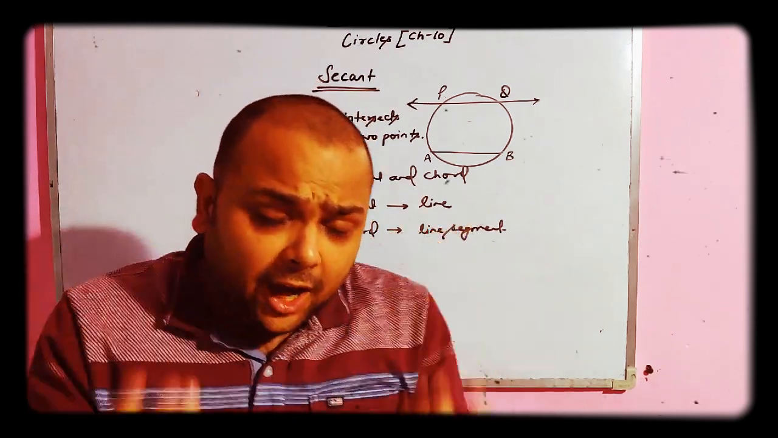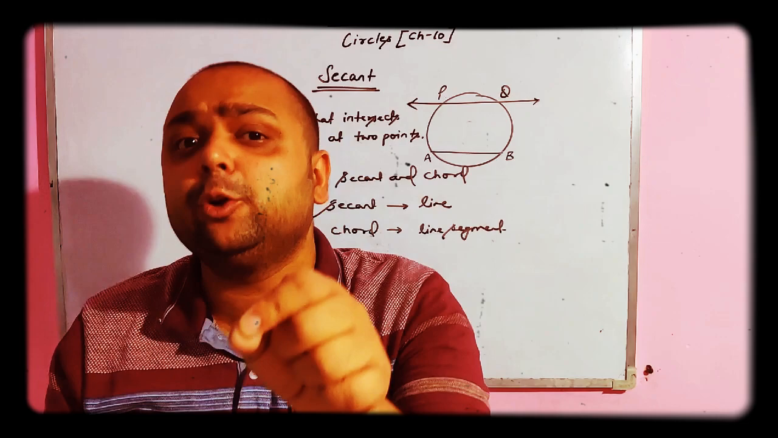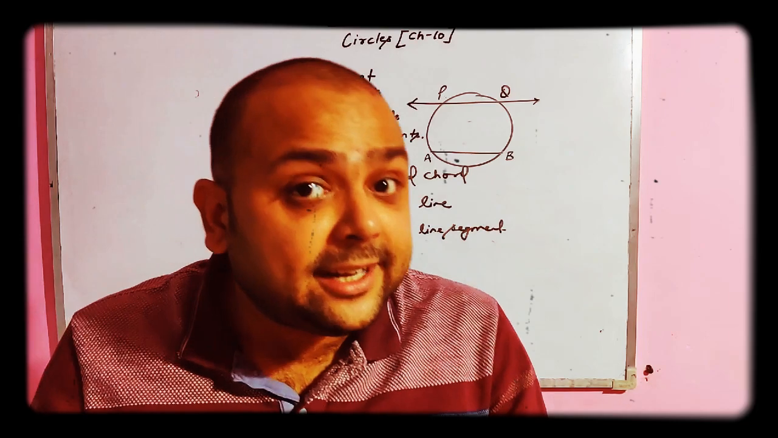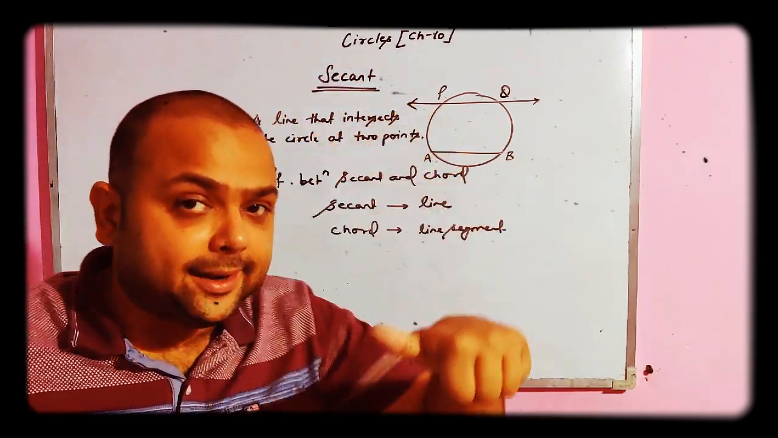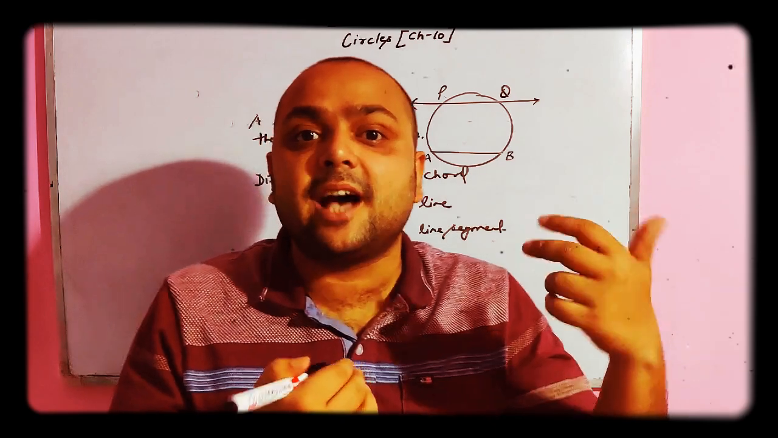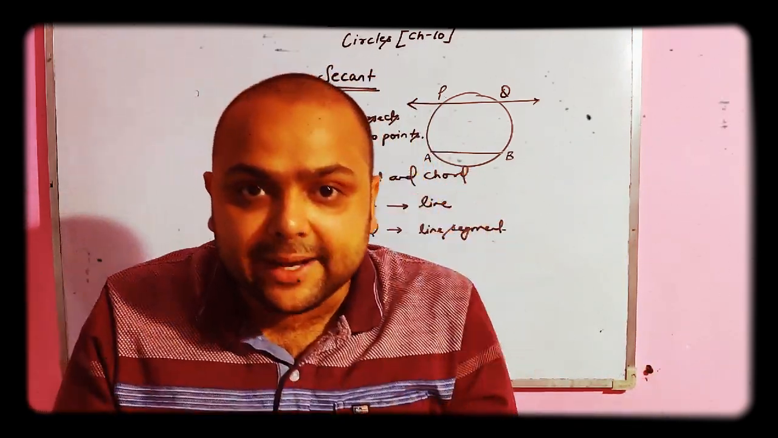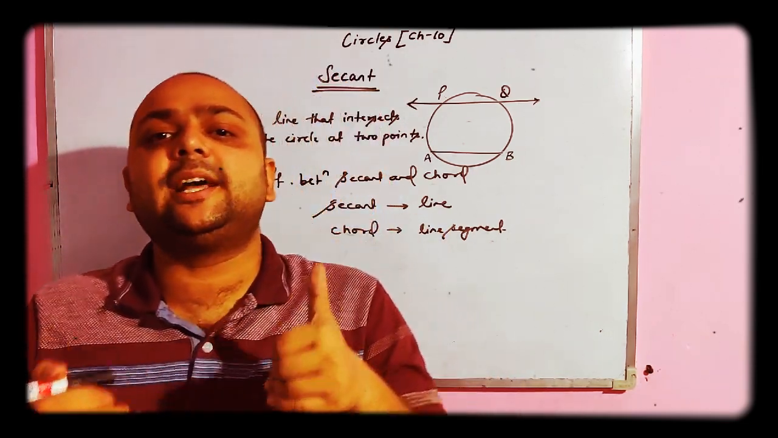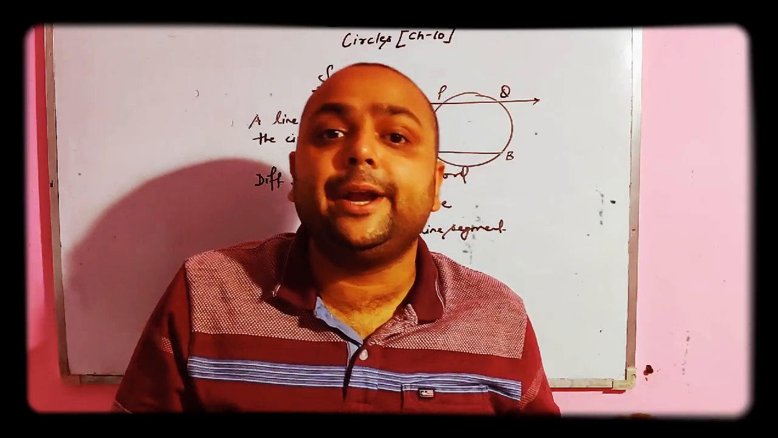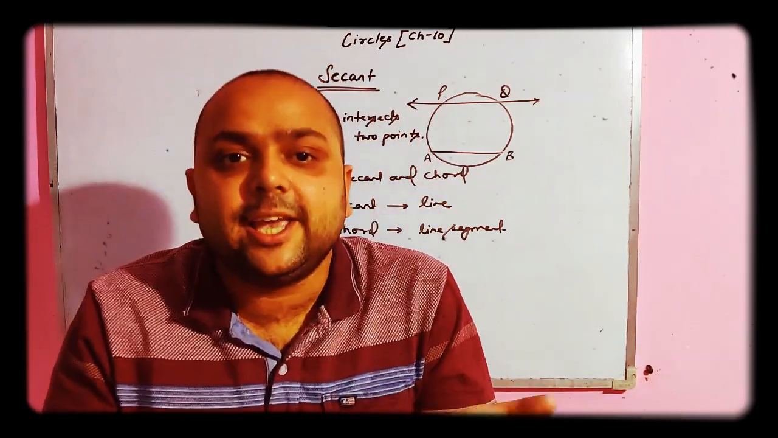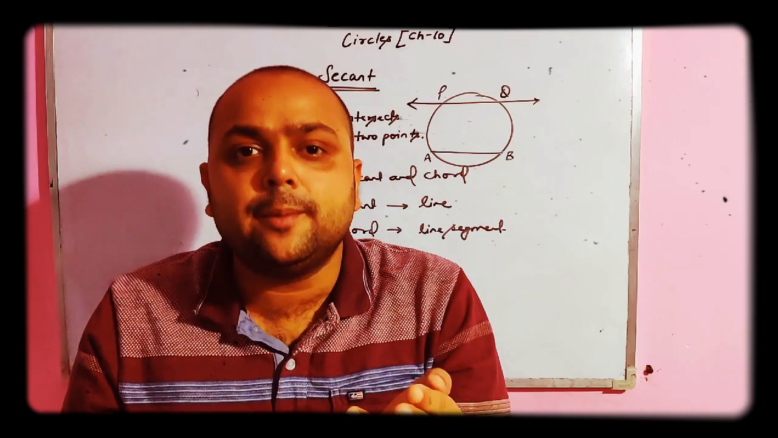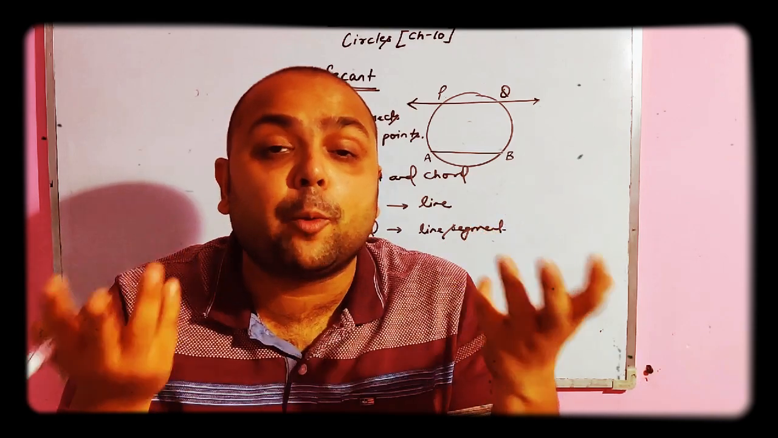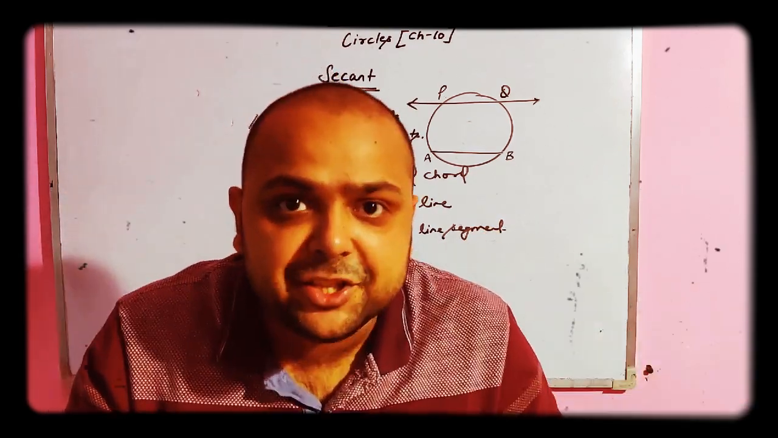Then a line that touches the circle at only one particular point is called a tangent, and a line that passes through the circle and intersects it at 2 points is called a secant. And the properties related to tangents are: the angle formed by the radius at the point of contact is 90 degrees, and the length of tangents drawn from an external point on the circle is always equal. Now we will do two theorems to help you understand the two properties related to tangents.